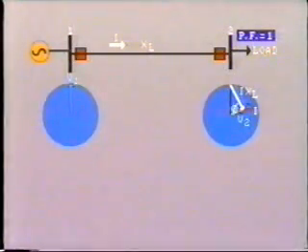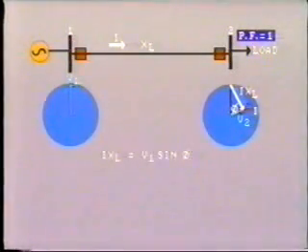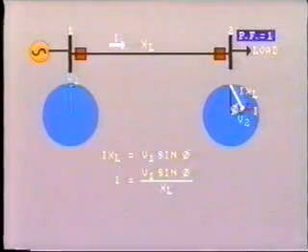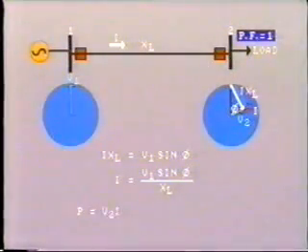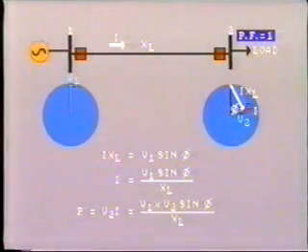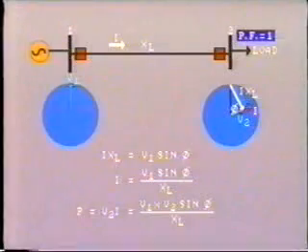The power angle, phi, increases as load increases. The value of the voltage drop, IXL, is approximately equal to V1 sine phi. Dividing this by XL, we can find the current. I equals V1 sine phi divided by XL. As power received is proportional to V2I, the amount of active power transferred along the transmission line is proportional to V1 times V2 sine phi divided by XL.